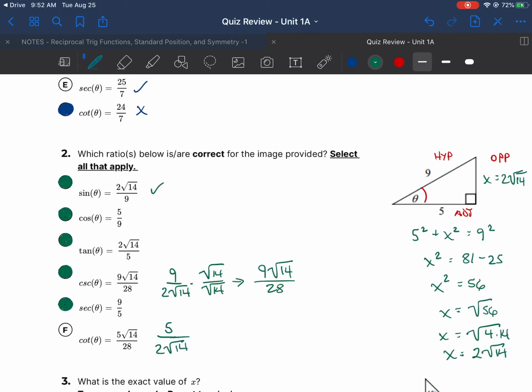Once again, we don't want that square root in the denominator, so let's multiply both the numerator and denominator by the square root of 14. And this will give us 5 square root of 14 over 28. So it actually turns out that every single one of these answers was correct for that image provided.